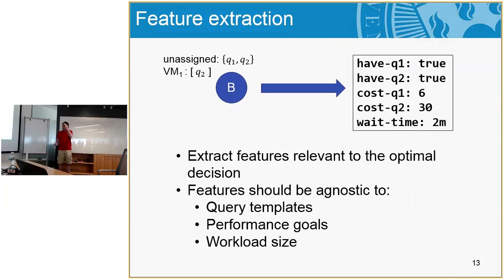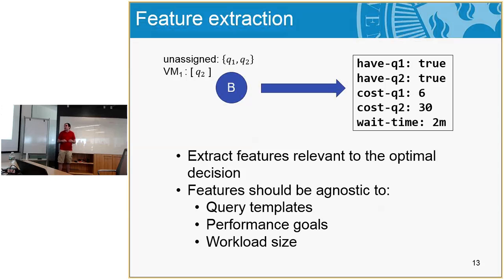Great. So after we find that path, we next do feature extraction, because we're going to try to learn patterns from that graph. So we'll take each vertex that was along that optimal path, and we'll extract a number of features from it. For example, vertex B here will extract the features: have Q1, meaning is there a Q1 available to assign? Have Q2, is there a Q2 available to assign? Cost Q1, which would be the cost of placing a query of type 1. Cost Q2, the cost of placing a query of type 2. And the wait time. So these are some example features. There's a couple more that we have in the paper.